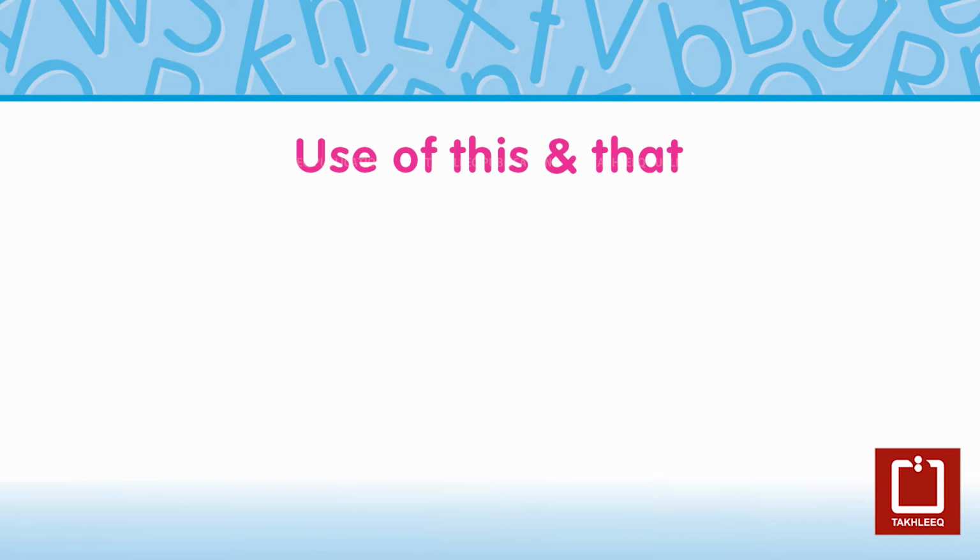This and that are singular. ये और वो वाहिद हैं. We use this for thing which is near to us. ये का इस्तेमाल हम करीब की चीज के लिए करते हैं. We use that for thing which is far from us. वो का इस्तेमाल हम दूर की चीज के लिए करते हैं.